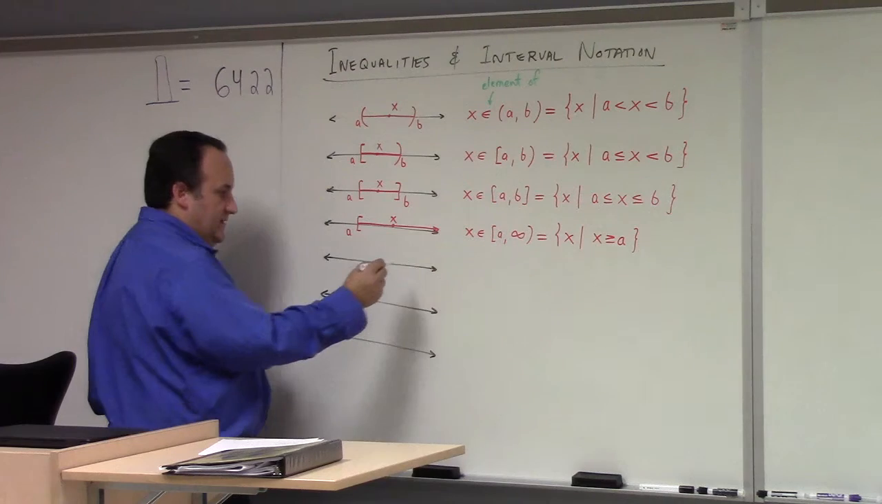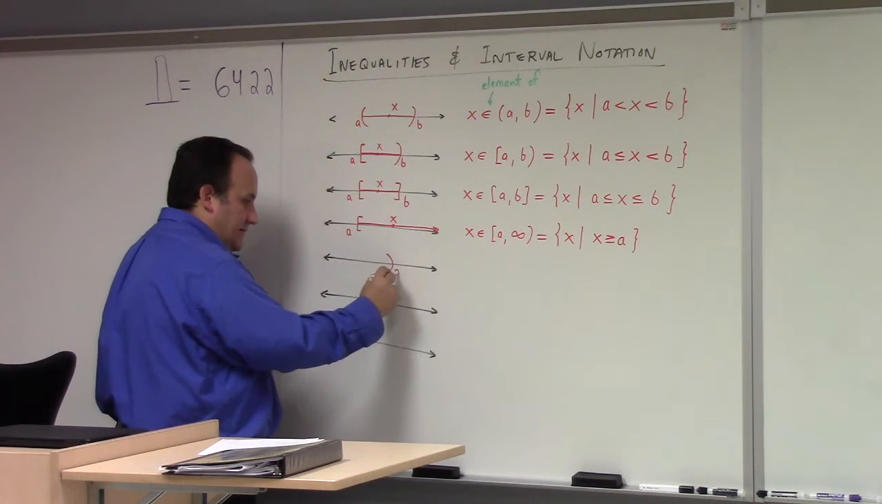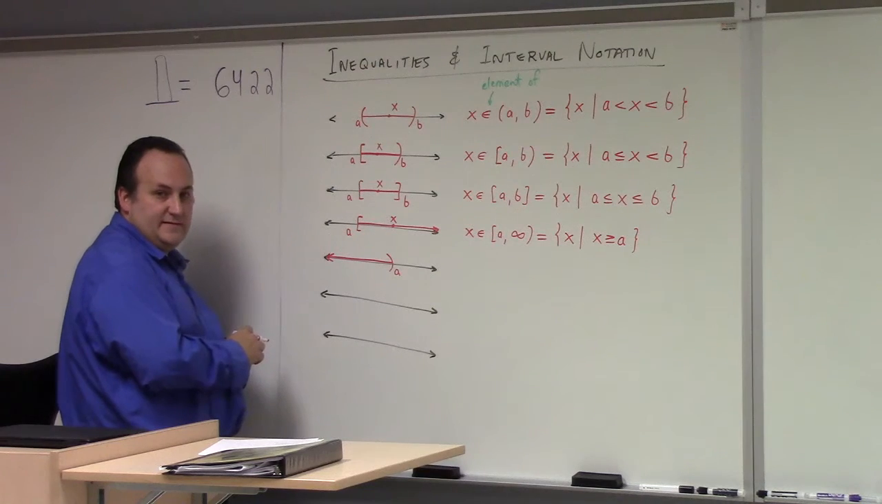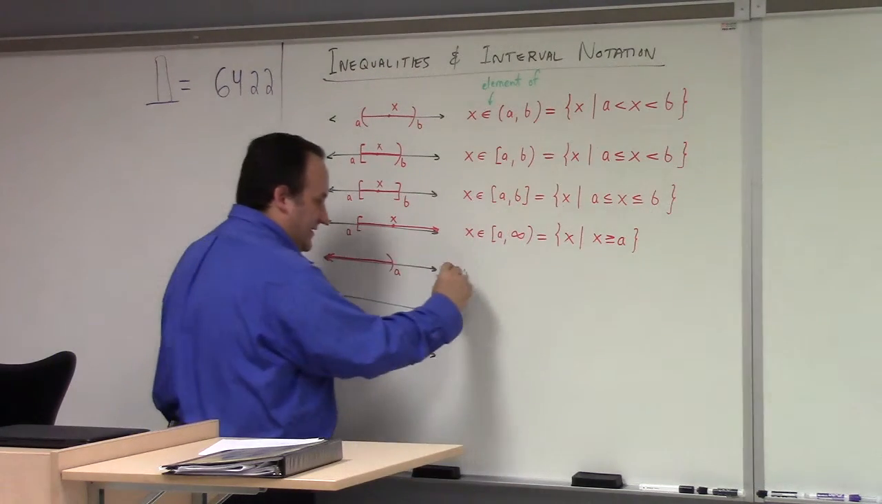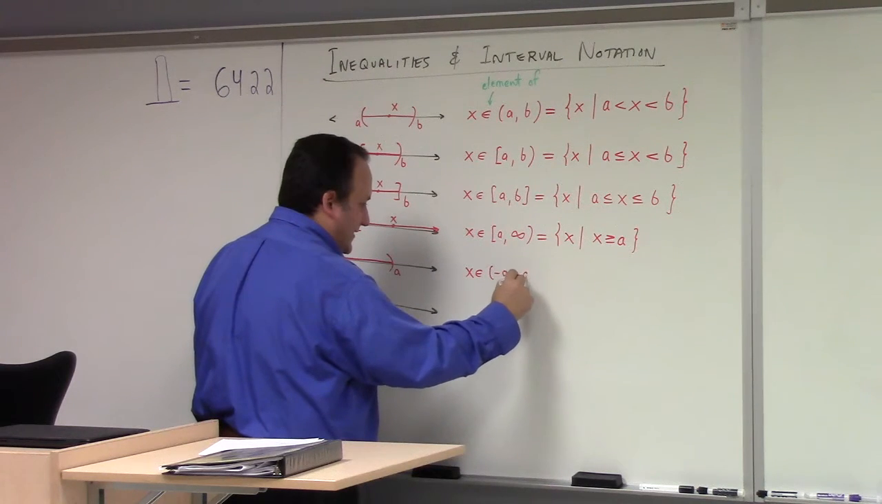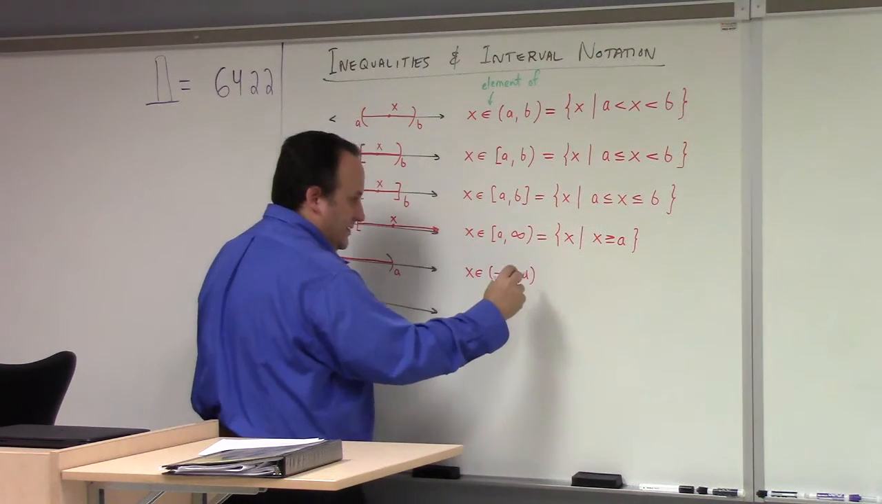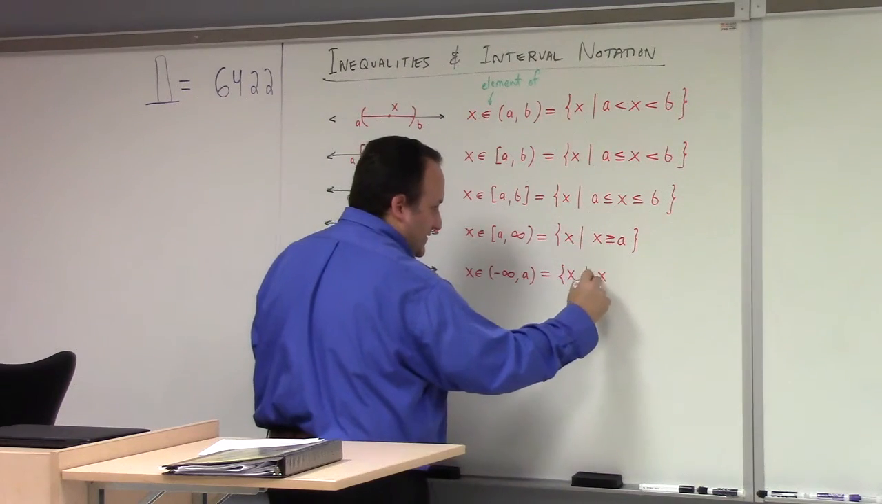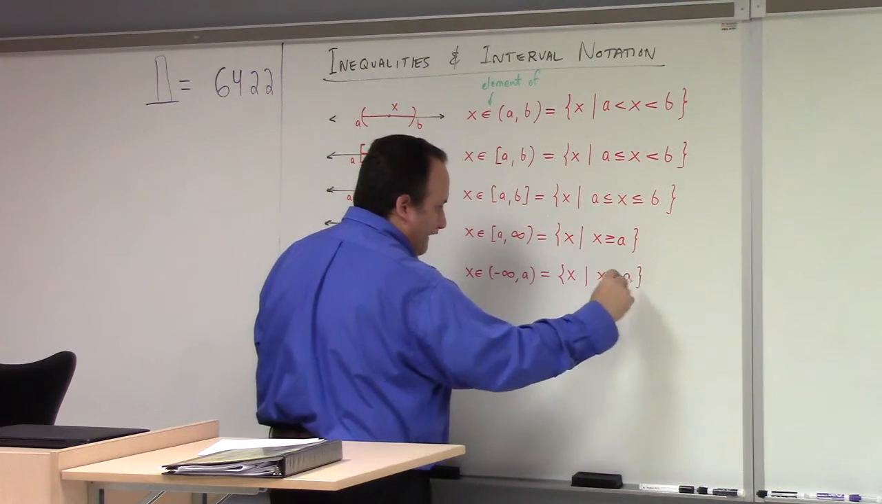You could also do, let's say, a excluded to minus infinity, right? Like that. And that would mean x is an element of minus infinity to a not included, right? And that is the set x such that x is less than a.